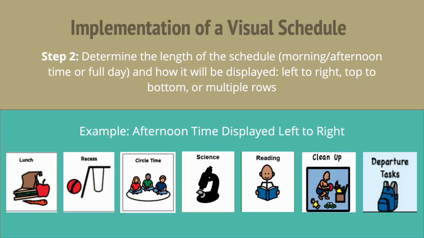Step 2 of implementing a visual schedule includes determining the length of the schedule, such as morning, afternoon, or full day, as well as how it will be displayed, such as from left to right, top to bottom, or multiple rows. For example, the afternoon time or from lunch to departure is displayed from left to right.